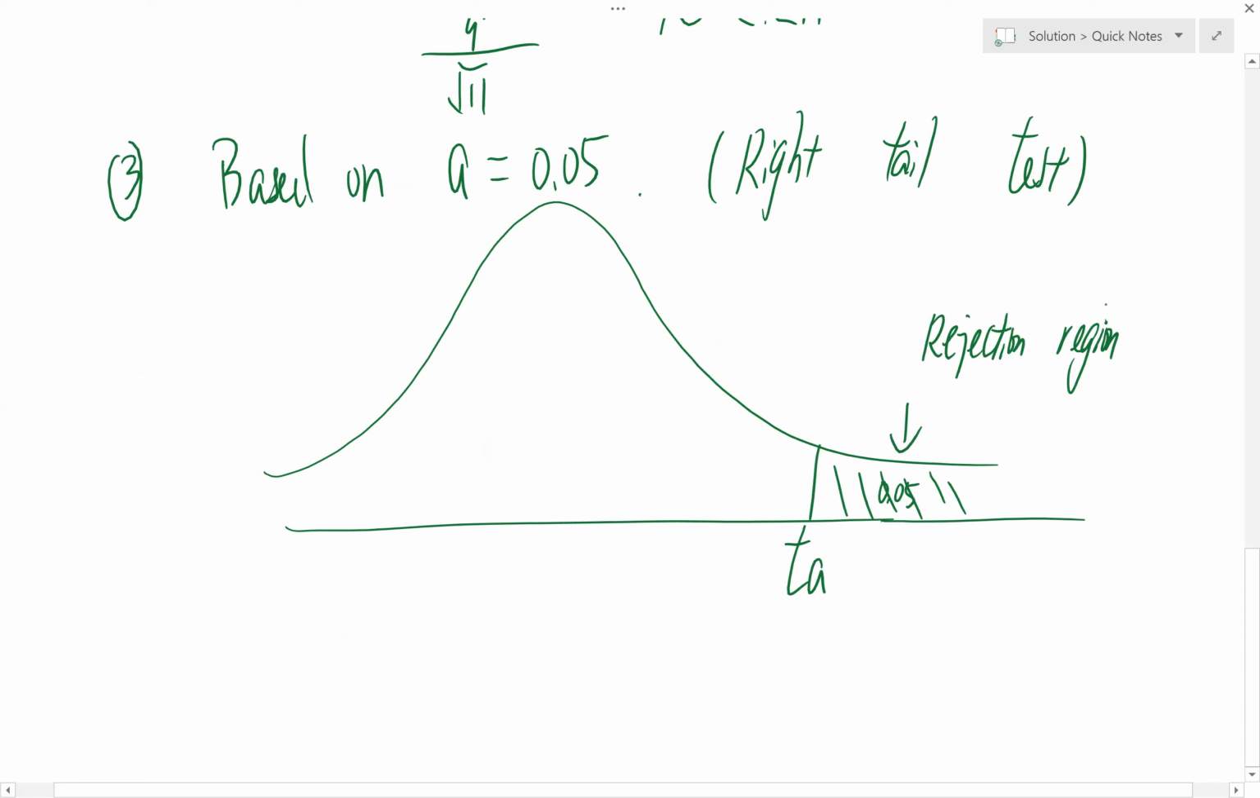Now let's go back to the degree of freedom really quickly. Degree of freedom equals sample size minus 1. Sample size 11, minus 1 is 10. And we know alpha equals 0.05. That's the area in one tail, right? In the right tail.